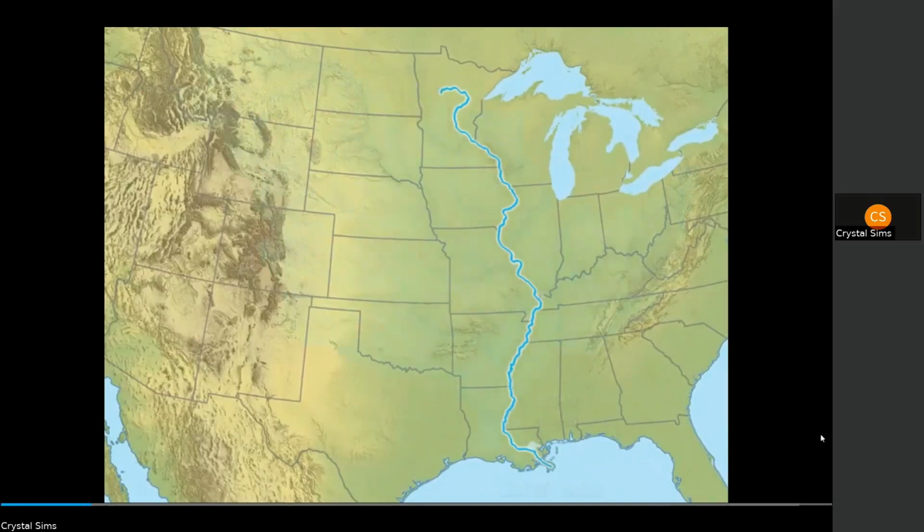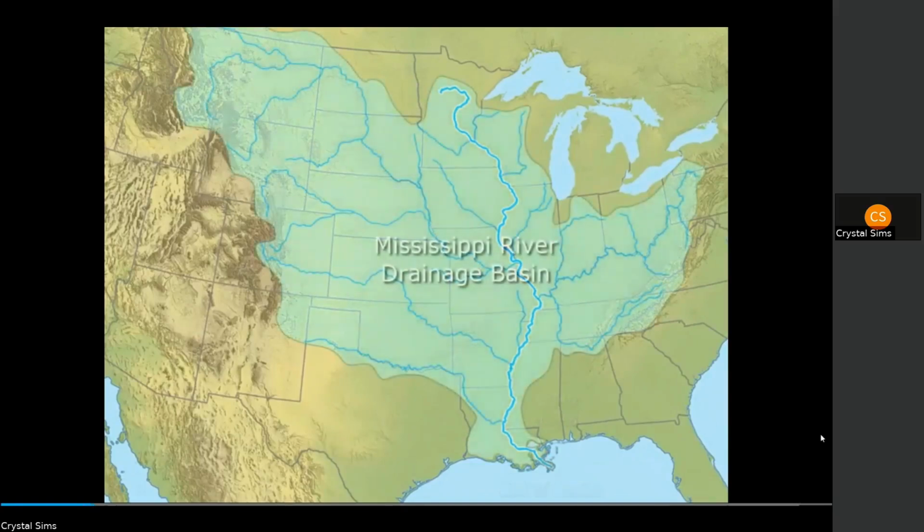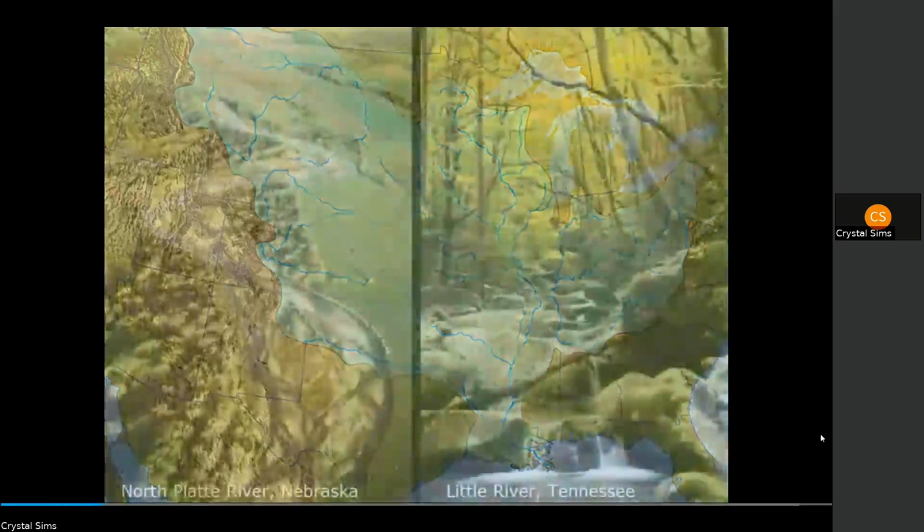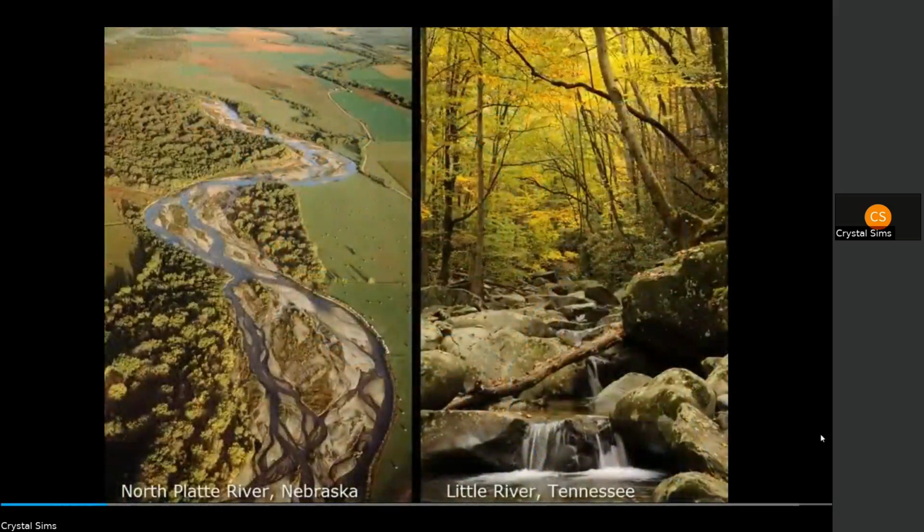This is more than just one river. Tributaries add water from the whole basin, more than 1 million square miles stretching from the Rocky Mountains to the Appalachians. That's 41% of the contiguous United States. Only the Congo and Amazon river basins are larger.